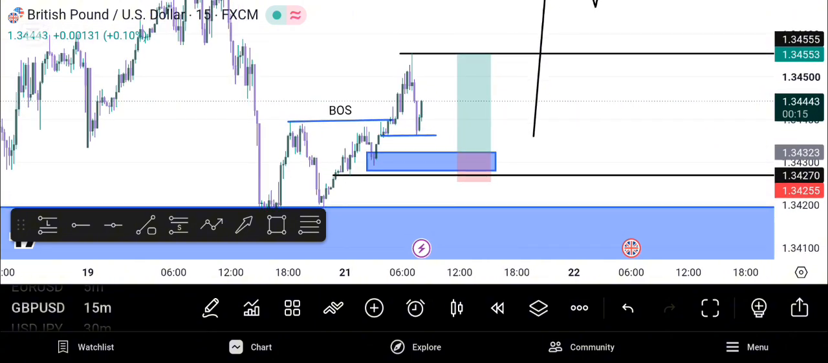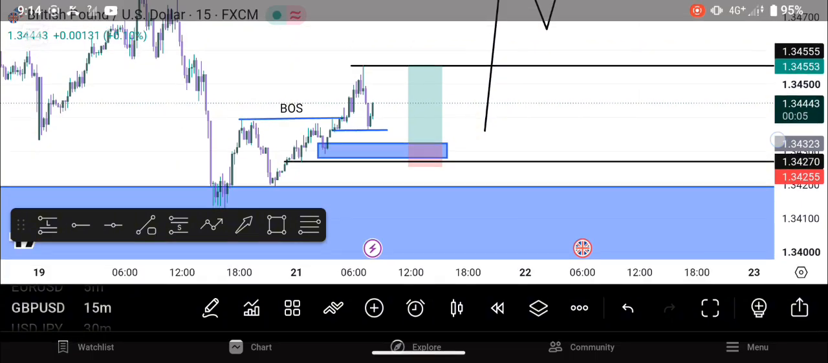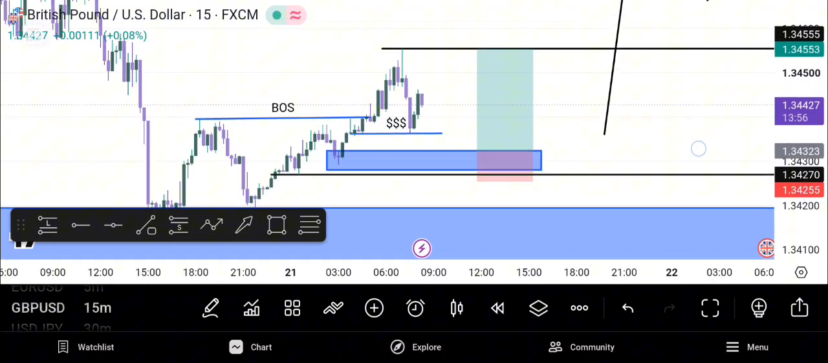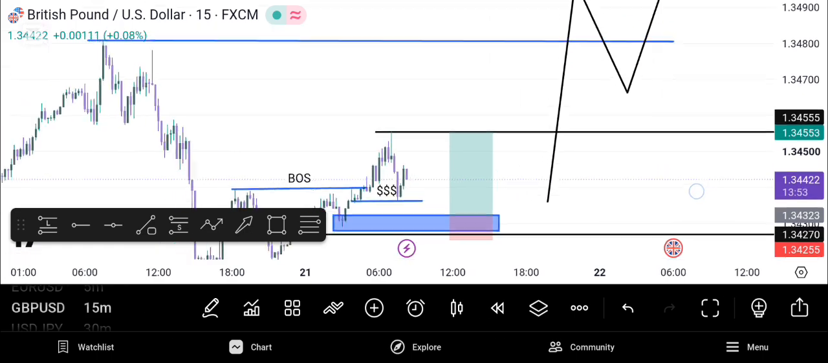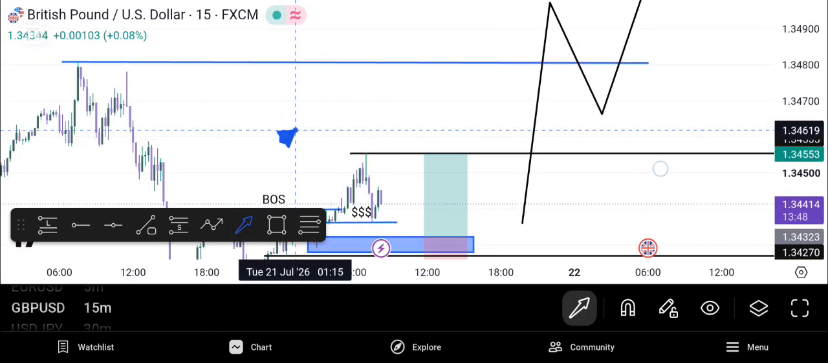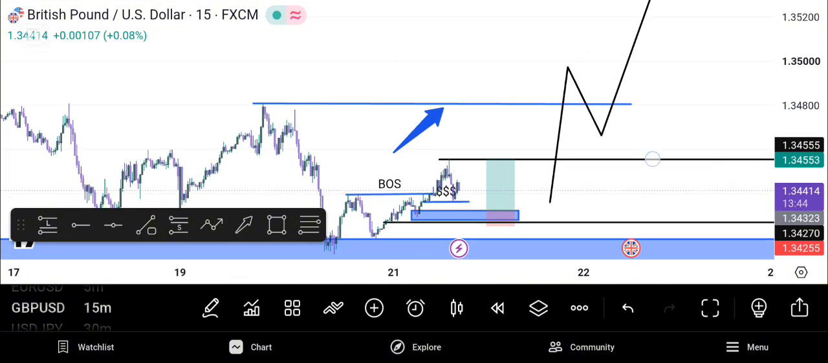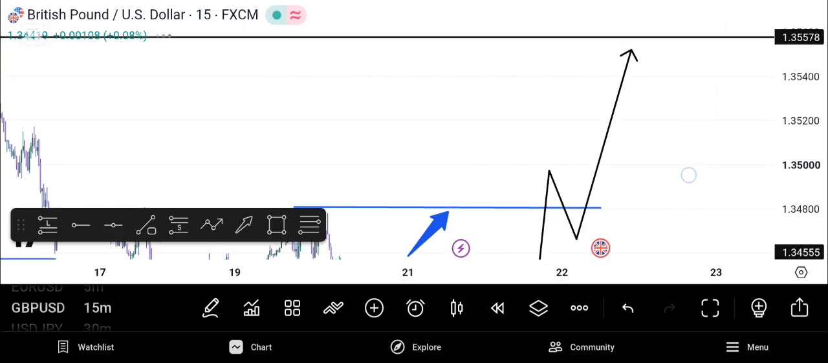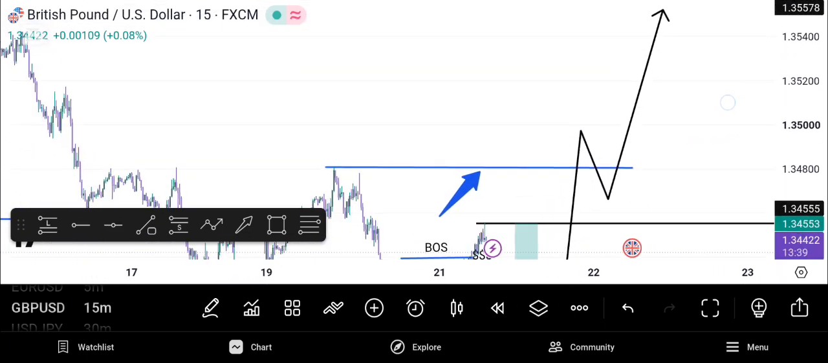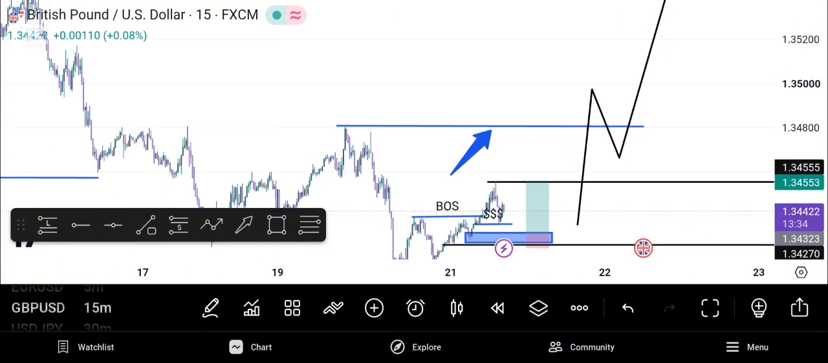The confirmation entry I'll be using is the change in the state of delivery. I'll not be using the market structure shift. I'll be using change in state of delivery as my confirmation entry. Enter this market on the 15-minute time frame, after this major market structure shift, which I'll be waiting for right here. Then I'll be buying GBPUSD for some time, maybe the entire week, taking it up to this 4 hours high right here.